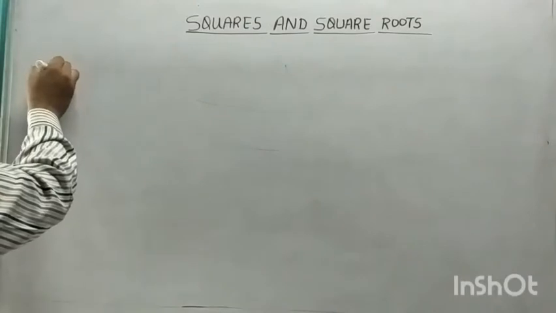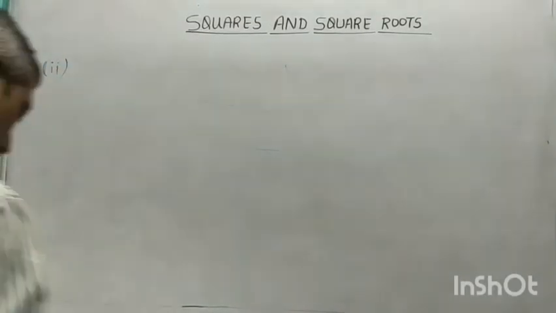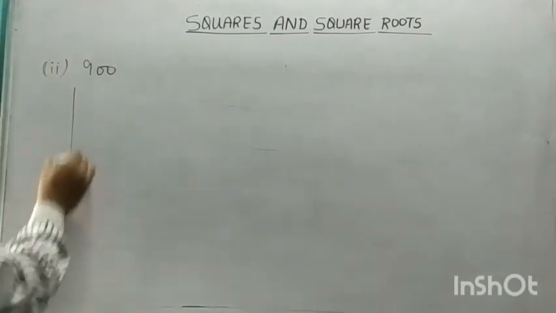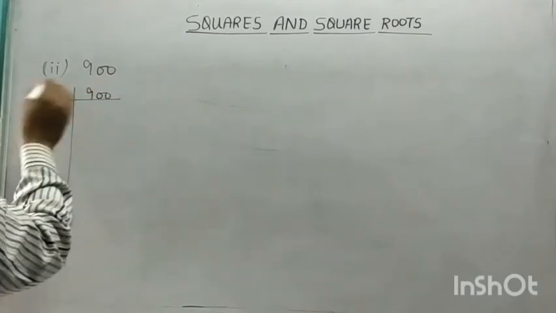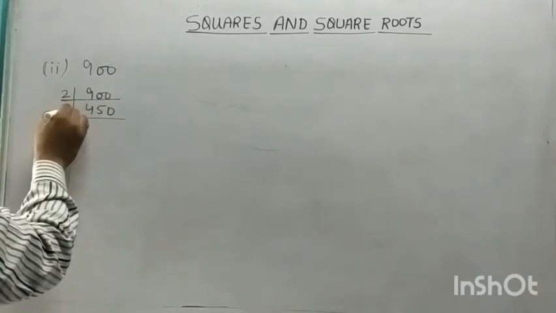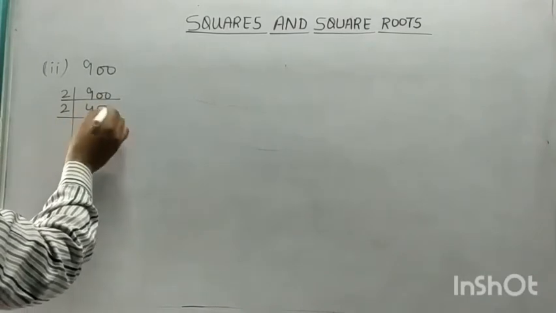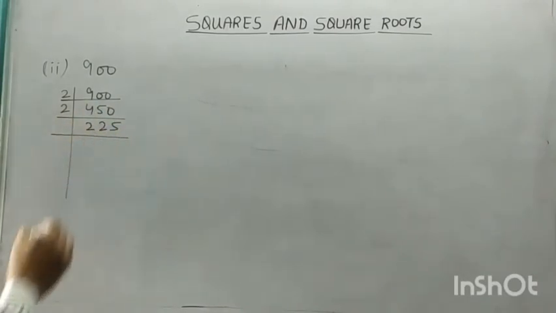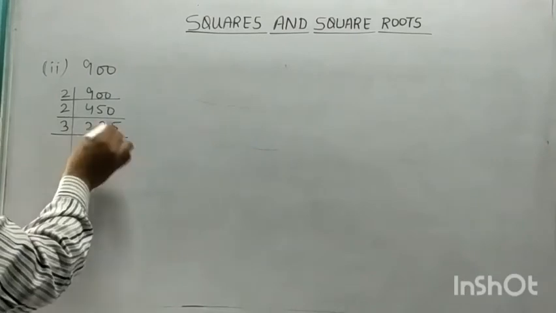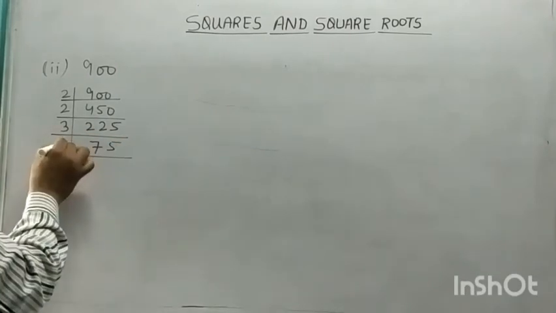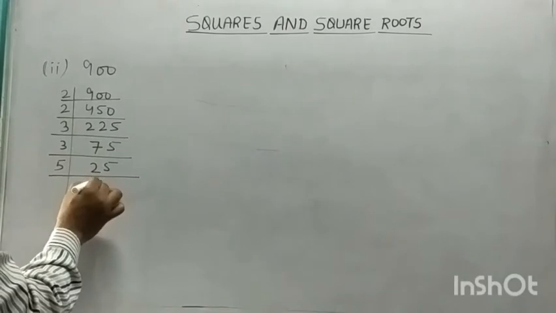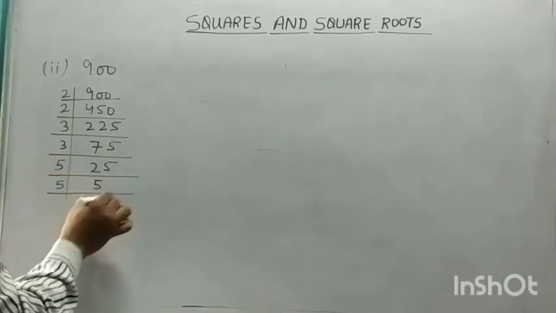The second example is 900. First, find the prime factors of 900 starting from 2. 2 4s are 8, 2 5s are 10, 2 0s are 0, so 450. 2 2s are 4, 2 5s are 10, so 225. Now 225 is divided by 3. 3 7s are 21, 3 5s are 15, 3 2s are 6, and 3 5s are 15, so 75 and then 25. Now 25 is divided by 5, and 5 1s are 5.